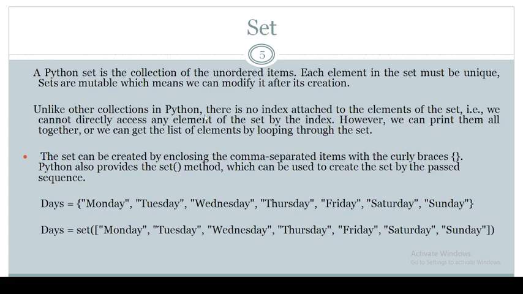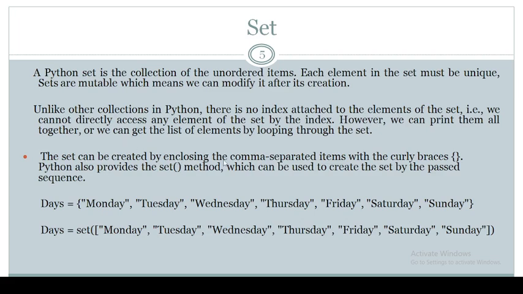Unlike other collections in Python, there is no index attached to the elements of the set. So there is no index value associated with the elements of the set, and we cannot access any element directly using the index value. However, we can print them all together, or we can get the elements by looping through the set. We can use a loop to print all the elements of a set, or we can directly print using the set variable.